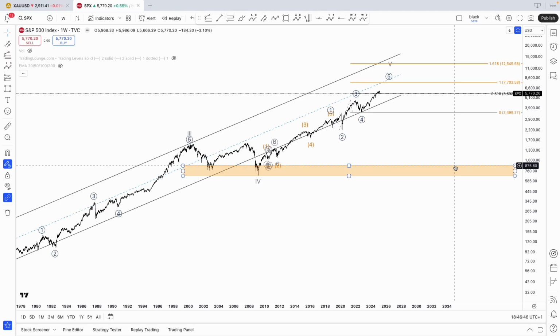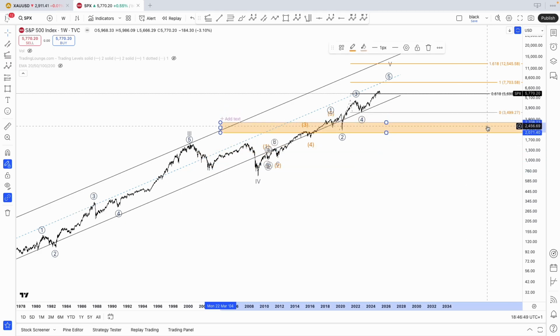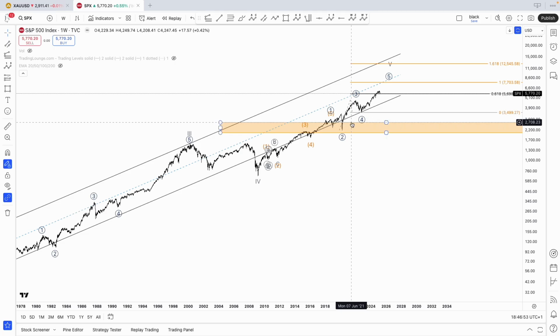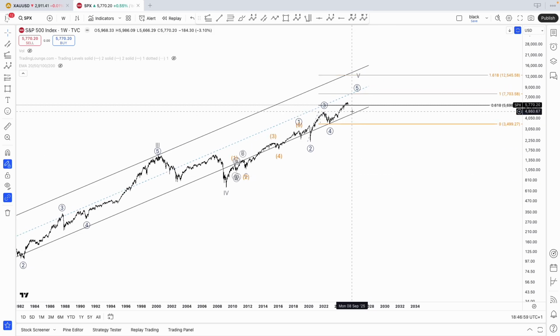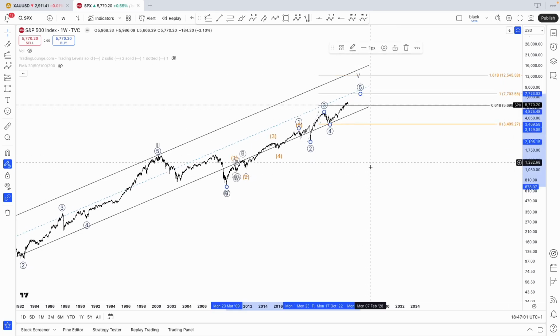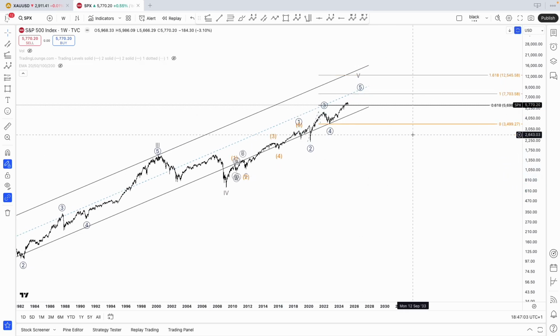We could also just stop here at 2,500-ish. Okay? That's possible. COVID lows. It would also actually kind of make sense too, but that would be massive. Okay? This is panic. This could be something really bad. Okay? Hopefully on the financial side, no wars and stuff.